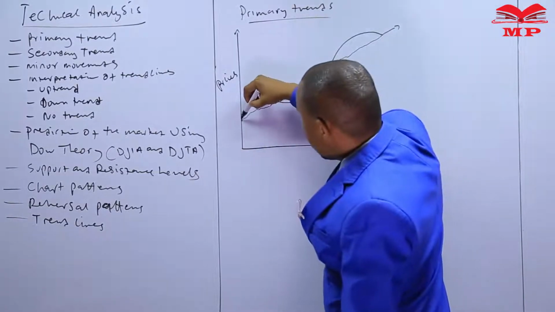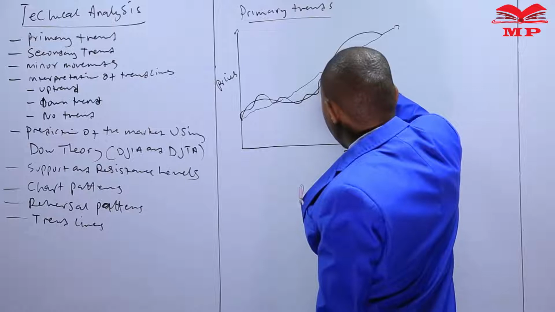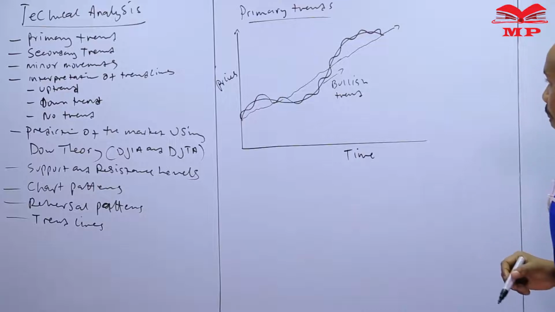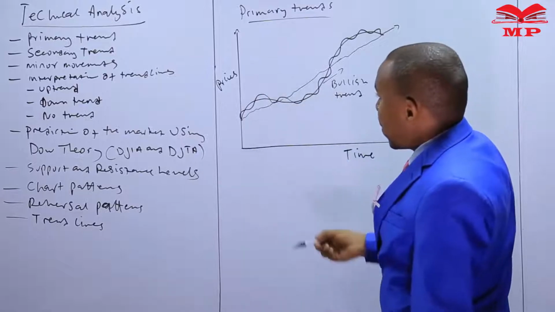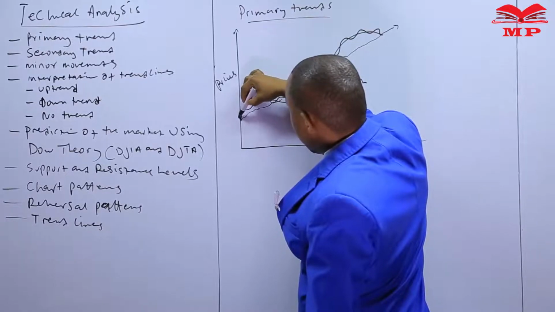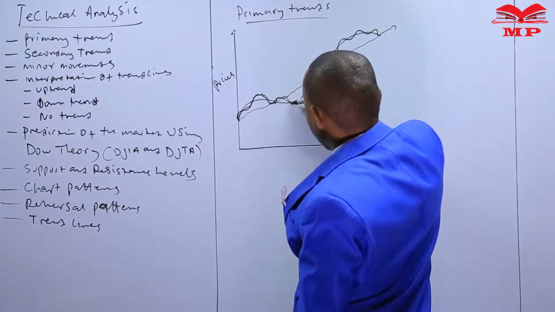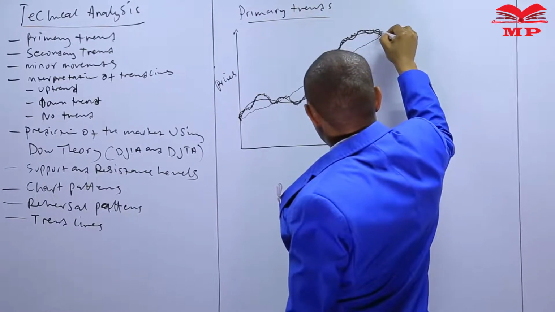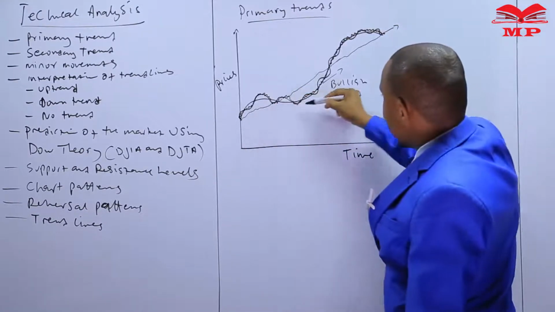Now the secondary trend is a movement in smaller patterns. It just follows the primary trend, but in smaller waves. Superimposed on this, we can explain the minor movements. The minor movements follow the general trend, but in even smaller movements. So the primary trend is the bigger wave.